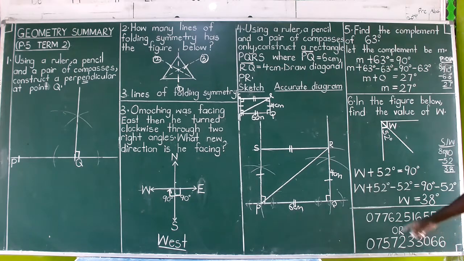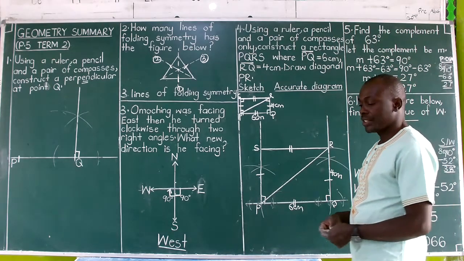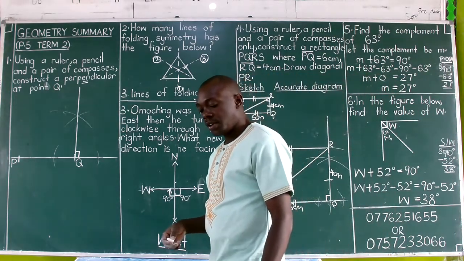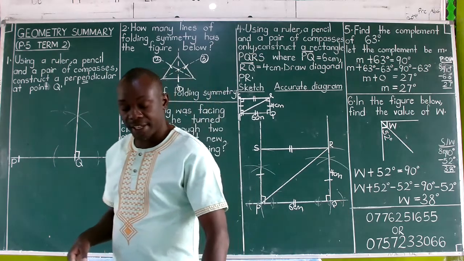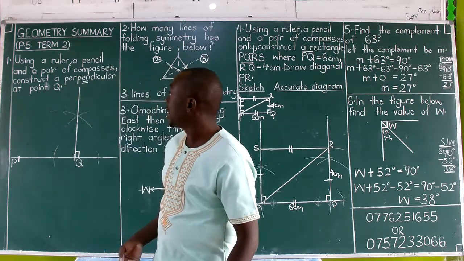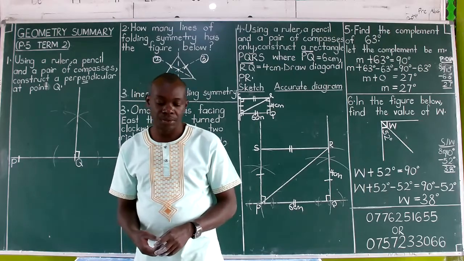This is already 0. You can as well leave it out and get W inside. So subtract 90 degrees and 52 degrees. Properly borrow, like you must borrow. Get a 10 plus 0, get a 10. So 10 minus 2, you get 8. And here when 8 minus 5, get 3. So W equals 38 degrees. And that is how we answer. In short, that's the geometry summary for P5 plus term 2.